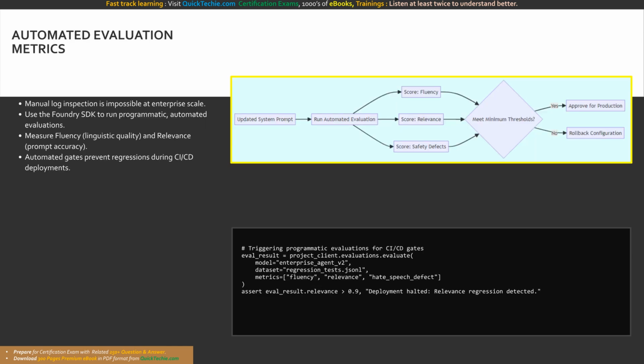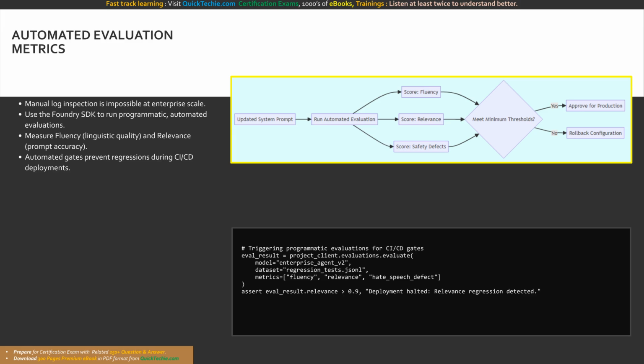To successfully scale your monitoring efforts across an entire enterprise, relying on the manual inspection of chat logs quickly becomes entirely impossible. Therefore, you must intelligently implement automated evaluation metrics directly into your CI/CD deployment pipelines and operational dashboards using the Microsoft Foundry SDK. Automated evaluations allow you to programmatically, objectively, and continuously measure the exact performance and safety of your deployed AI agents using highly standardized criteria. When you execute an automated evaluation, the Foundry SDK processes a comprehensive dataset of predefined test queries against your live agent and calculates mathematically precise scores.